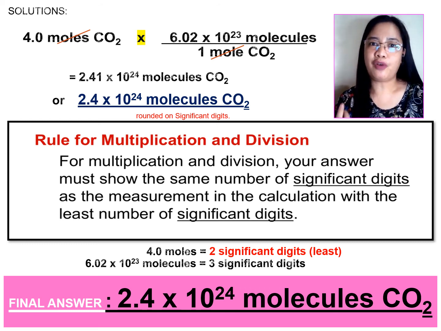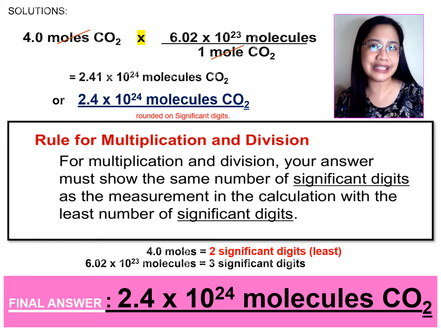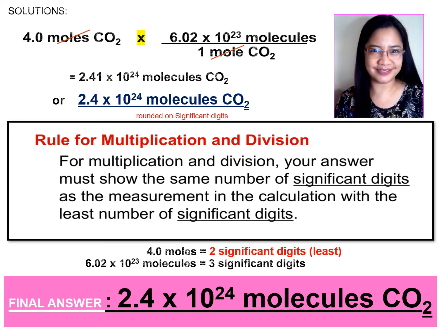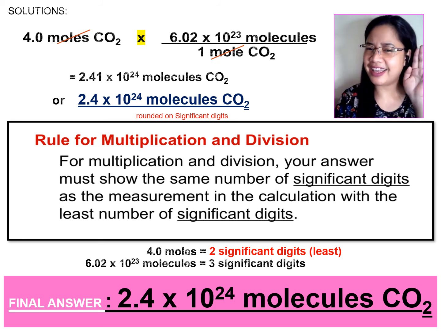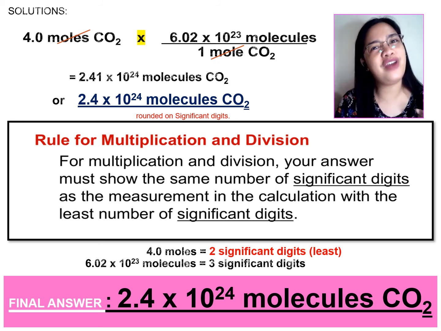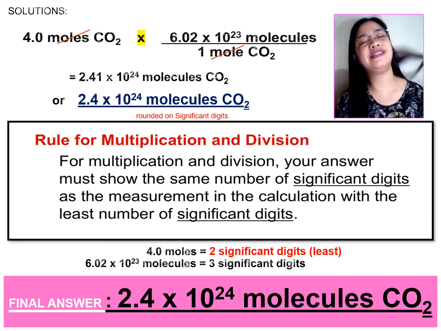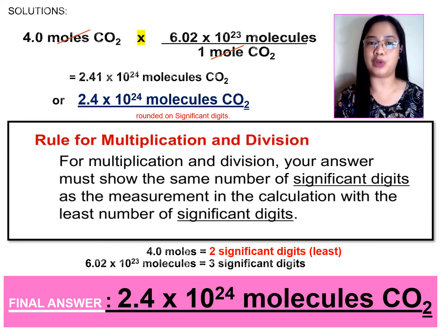So for the rule, your final answer should have the same digits as the least number of significant digits. So therefore, what is now our final answer? Can I hear? Okay, very good. The final answer based on the least number of significant digits from our given problem is 2.4 times 10 to the 24th molecules of carbon dioxide.